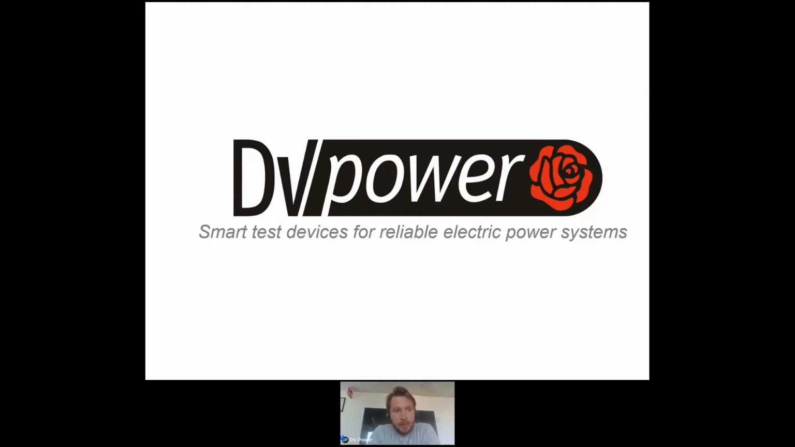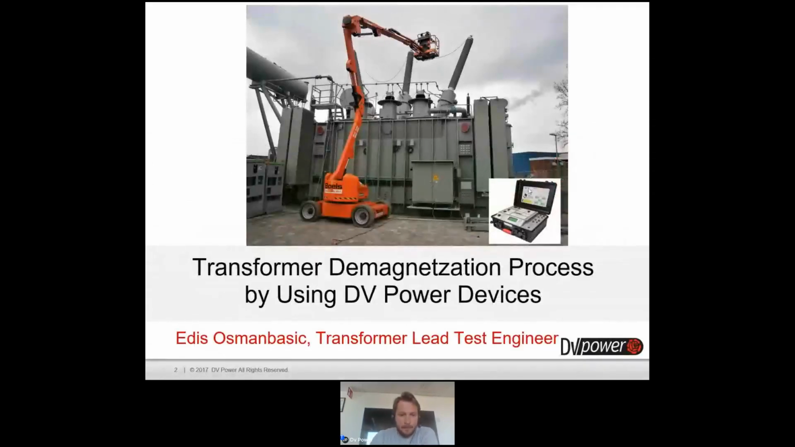Today we are going to present the importance of transformer demagnetization, and all the issues you could experience if you forget to perform demagnetization of your transformer. My name is Edis Sosenbasic, and I'm involved in power transformer testing and developing the testing methods for power transformers.